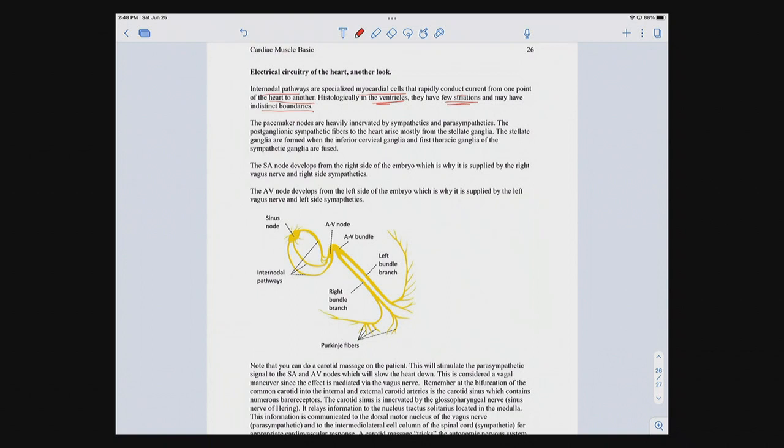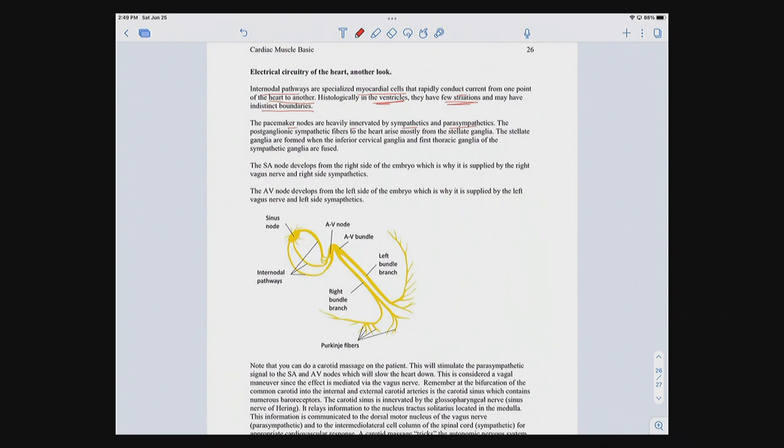And as I've said before, the pacemaker nodes are heavily innervated by sympathetic and parasympathetic fibers. So again, you have a sympathetic tone coming into the heart. You have a baseline parasympathetic tone coming into the heart. So as far as the heart is concerned, with the autonomics, I've got a little bit of pressure on the brake pedal and a little bit of pressure on the accelerator, and they're working off each other.